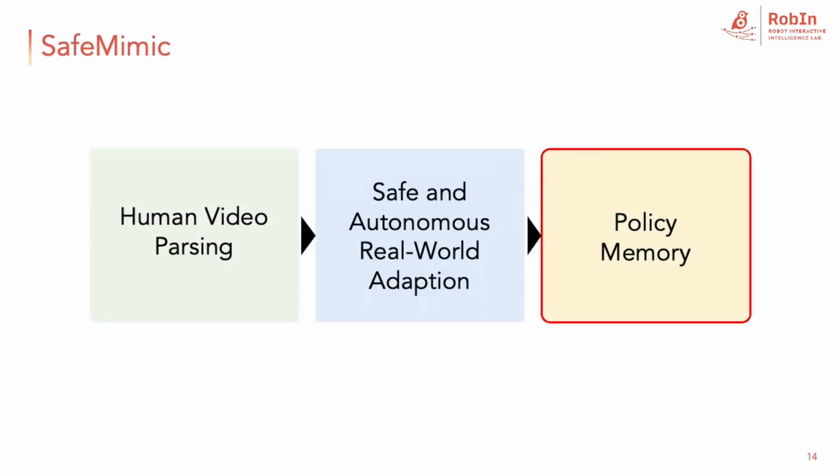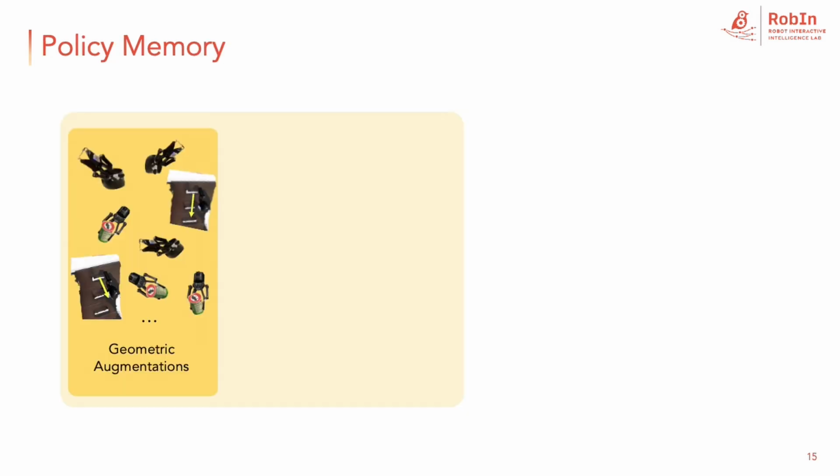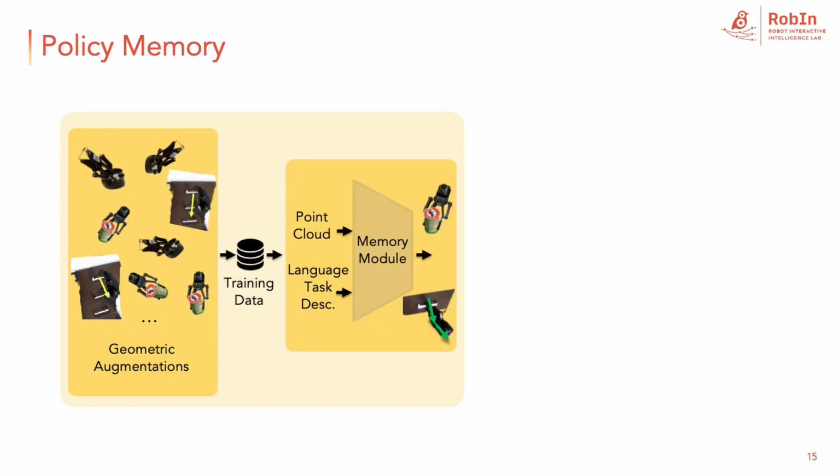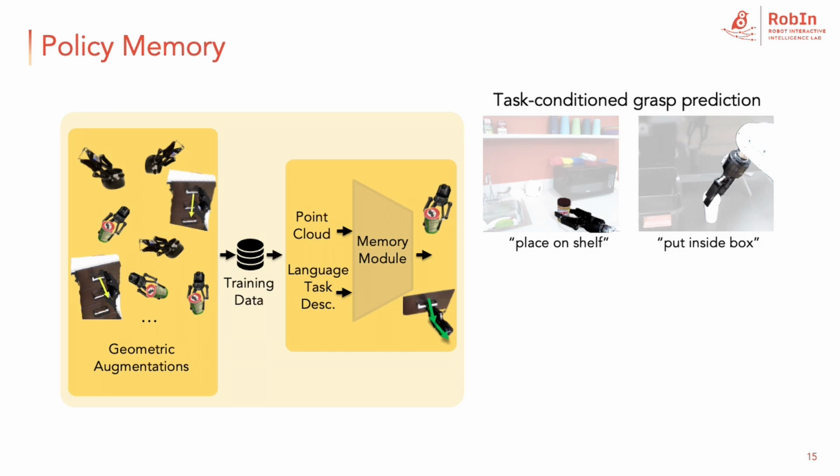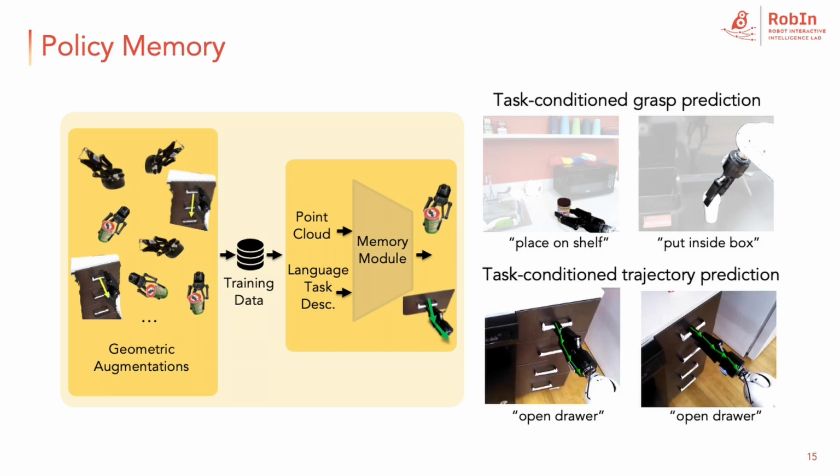To help the robot learn from its real-world refinements, we use a policy memory module. It stores successful grasps and trajectories, applies geometric augmentations, and trains a PointNet-based model. Given a point cloud and task description, it predicts the right action, like predicting a side grasp for placing a can on the shelf, but predicting a top grasp for placing the can in a box, and also predicting trajectories to open the drawer from different base positions.